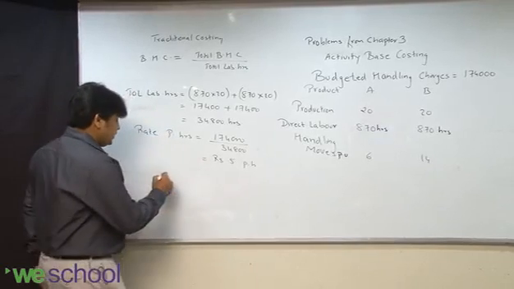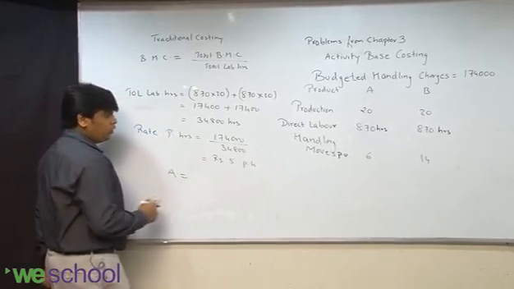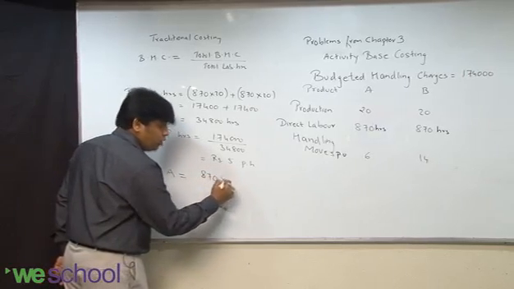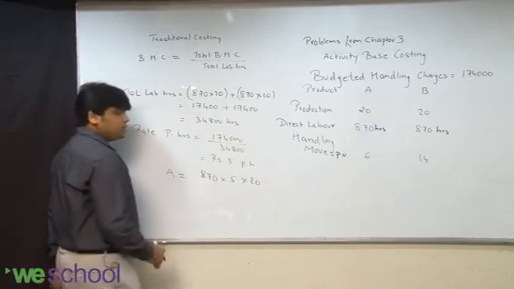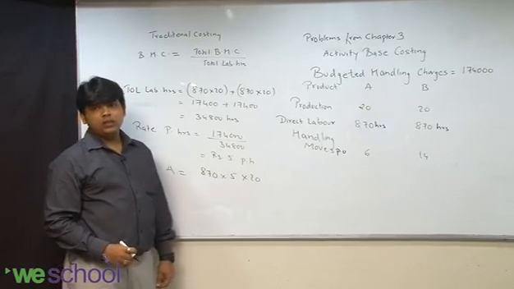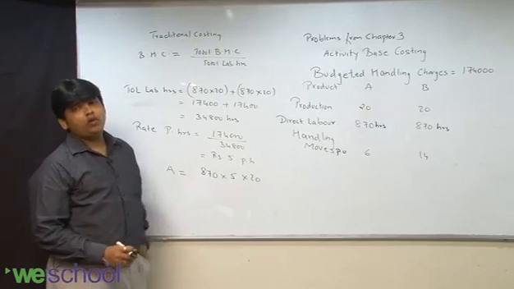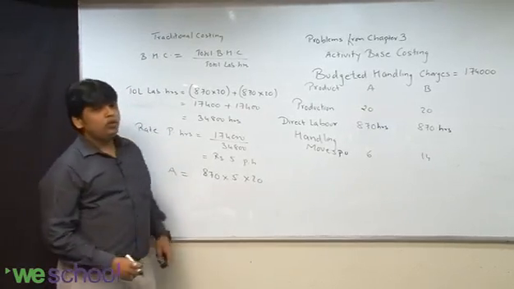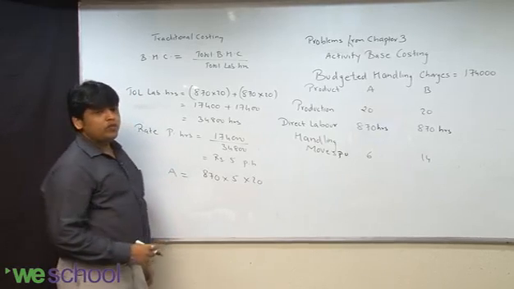So let us take the total cost for A. What will be the total cost? 870 hours into 5 rupees for how many units? 20 units. Now can you help me in finding the amount of this? Tell me, 870 into 20 gives you what?